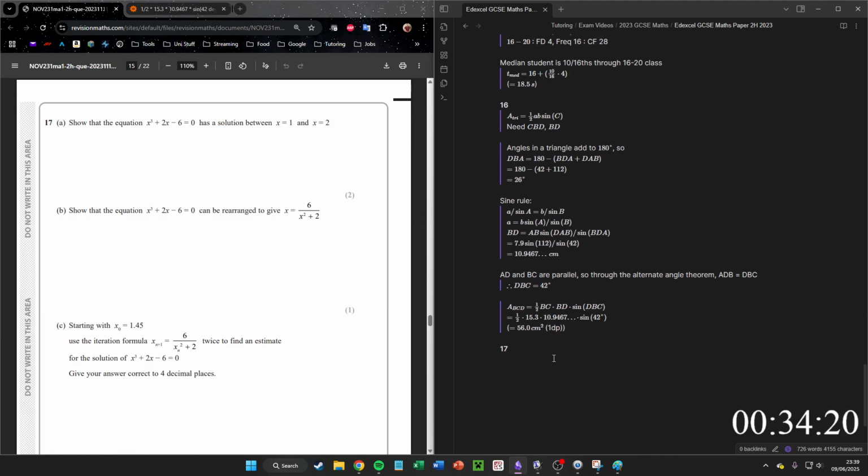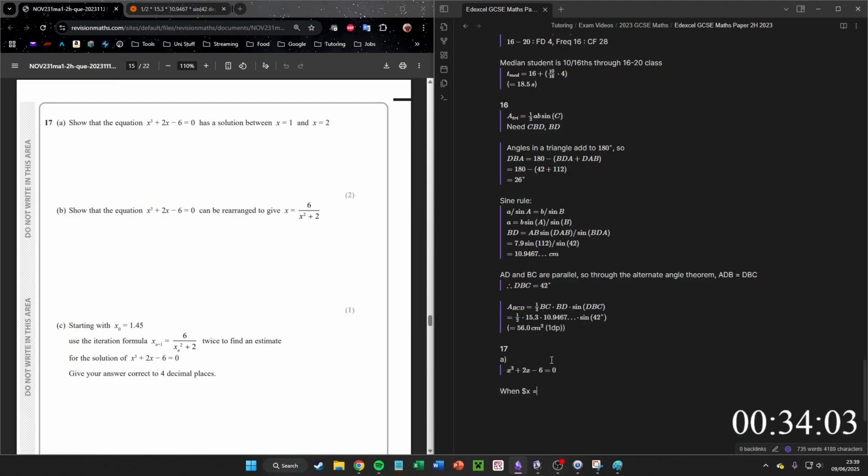Question 17. A, show the equation. Yeah, I'll get onto that. So x cubed plus 2x minus 6 equals 0. Show that it has a solution between x equals 1 and x equals 2. All we're going to do is substitute in x equals 1 and x equals 2.